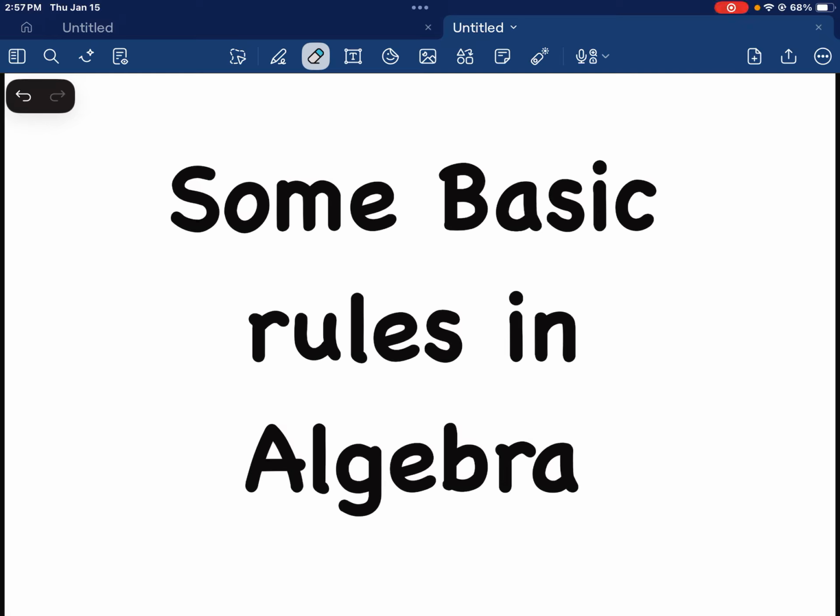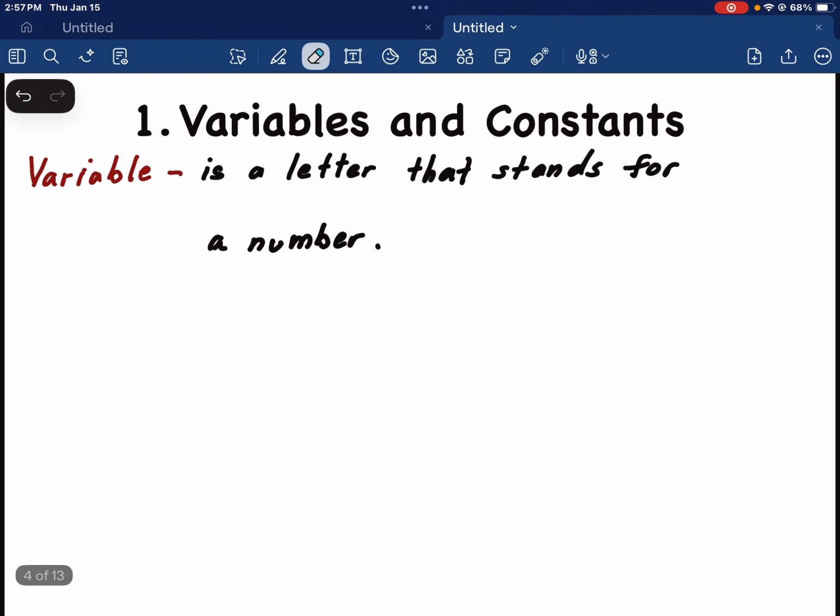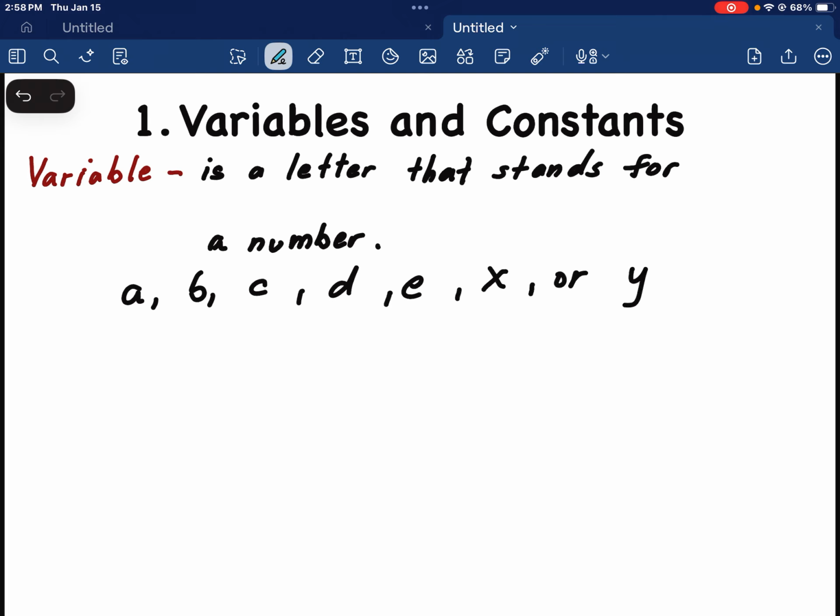In this video, we will learn some basic rules in algebra. Let's start with variables and constants. A variable is a letter that stands for a number. For example, a, b, c, d, e, x, or y. And these letters can represent any number.